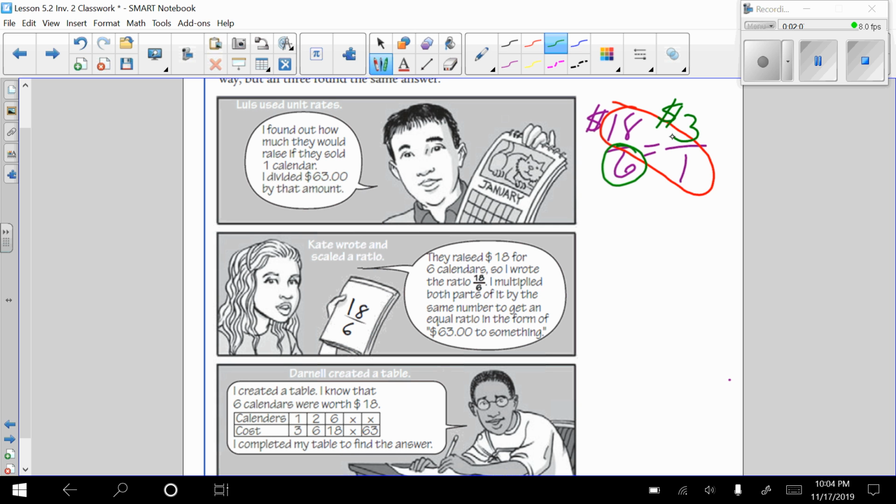Now, how many calendars can we get for $63? If we take 63 and divide it by 3, you'll find out you have 21 calendars.